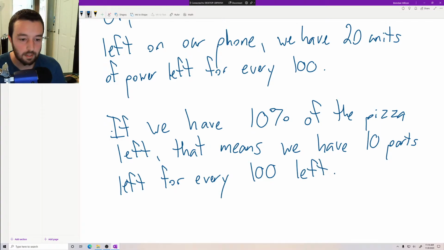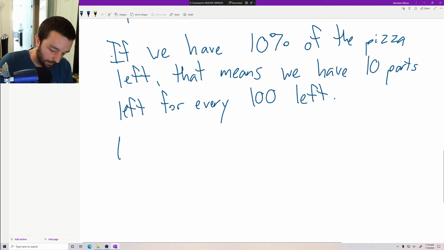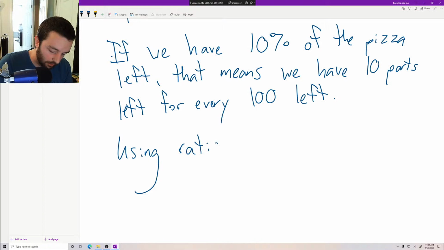Okay. Now that's a little confusing. That is technically what it means, but you're not typically cutting a pizza into 100 parts. So what do we really mean by this? Well, a good way to think about this is by using ratios.